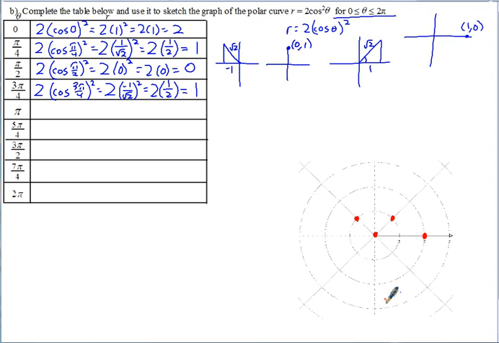Then pi, 2 cosine of pi squared at pi, right here. Cosine again is the x coordinate, which is negative 1. That's 2 times negative 1 squared, do 2 times 1, which is 2. So in the pi direction, just this way, the radius is 2, so right there.